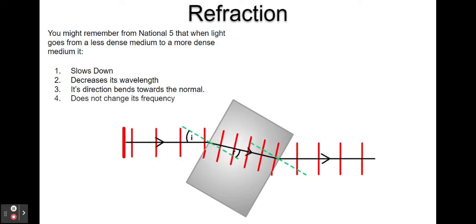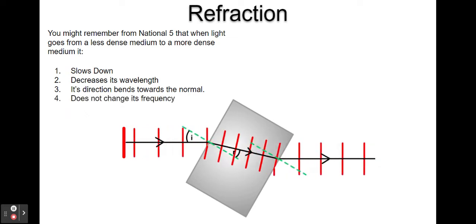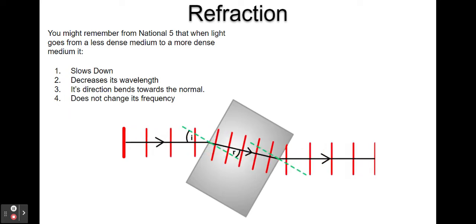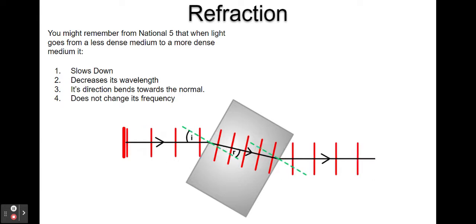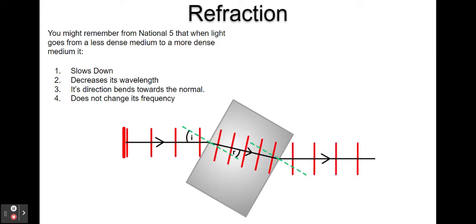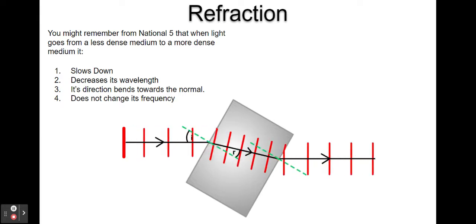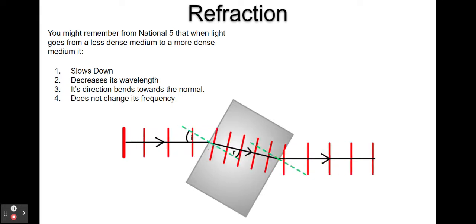One thing that doesn't happen, though, is that the frequency doesn't change. Remember, frequency is the number of waves per second. Although the waves are getting closer together, they're also slowing down by the same proportion. So the number of waves per second inside the block is the same as outside the block. So the frequency remains constant.